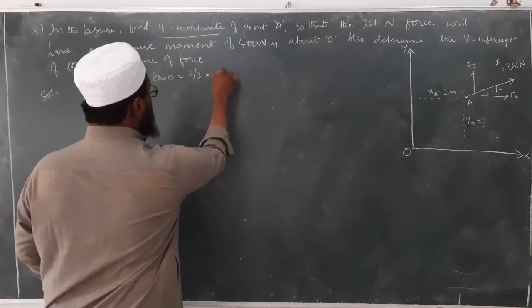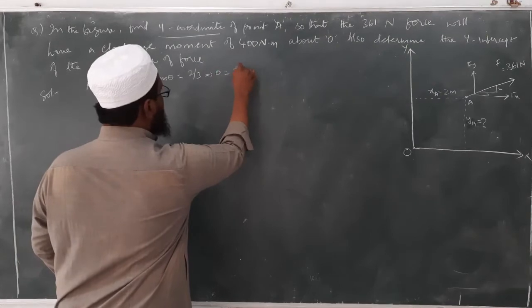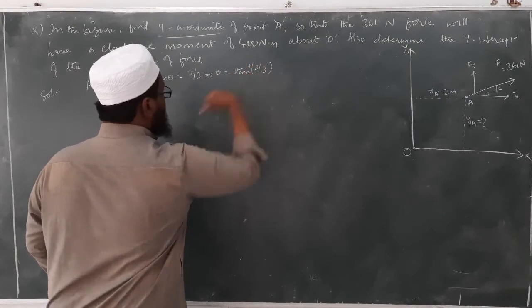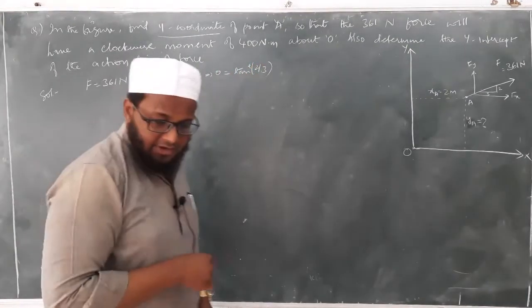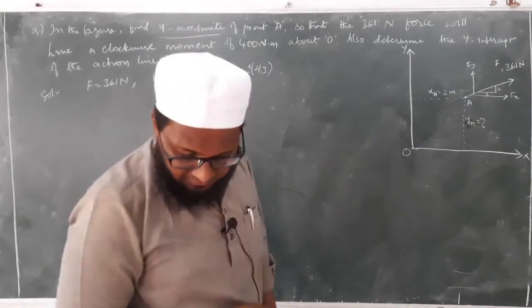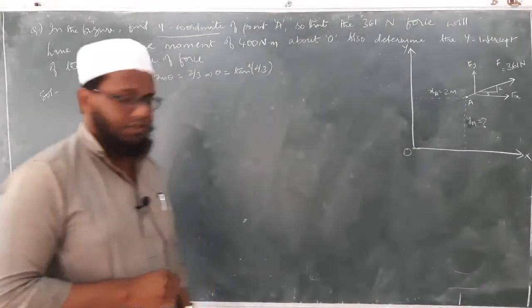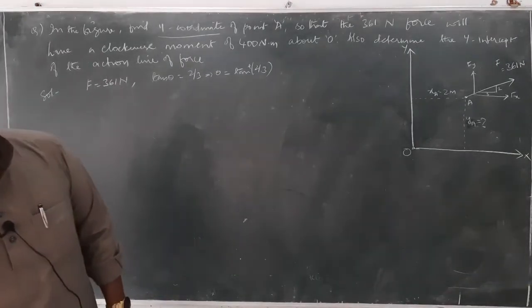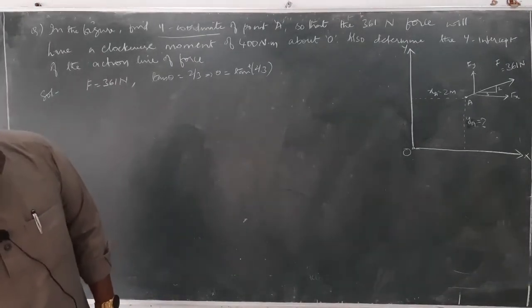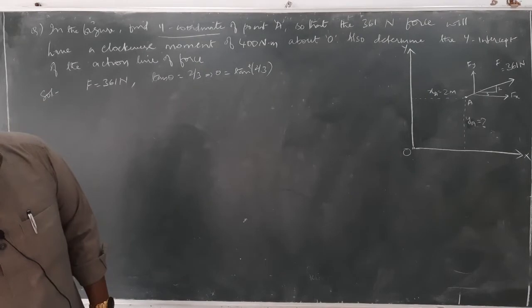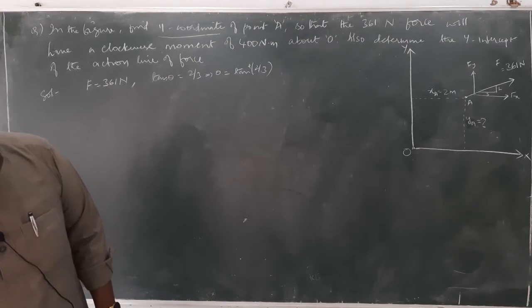So what will happen to theta? Theta is equal to tan inverse of 2 by 3. So what is the value of theta we will be getting? The value of theta will be 33.69. How much? I will just calculate here: shift, tan inverse of 2 divided by 3.